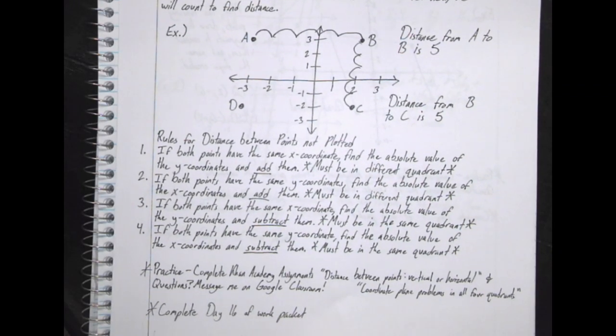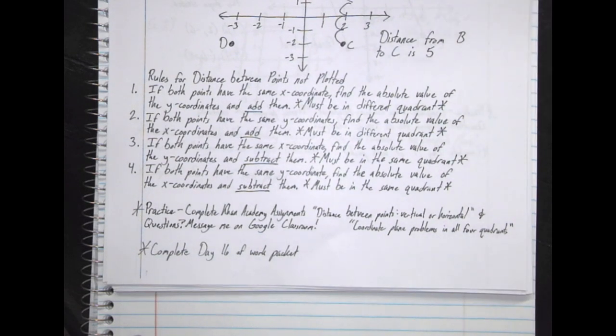Alrighty, picking up where we left off on our last one, we're going to start looking at rules for distance between points not plotted. So in other words, if we don't have a visual aid to look at, this is what we're going to do to find that distance. There are 4 separate rules basically for how your quadrants lay out and which coordinates they have in common. So rule 1, if both points have the same x coordinate, find the absolute value of the y coordinates and add them.